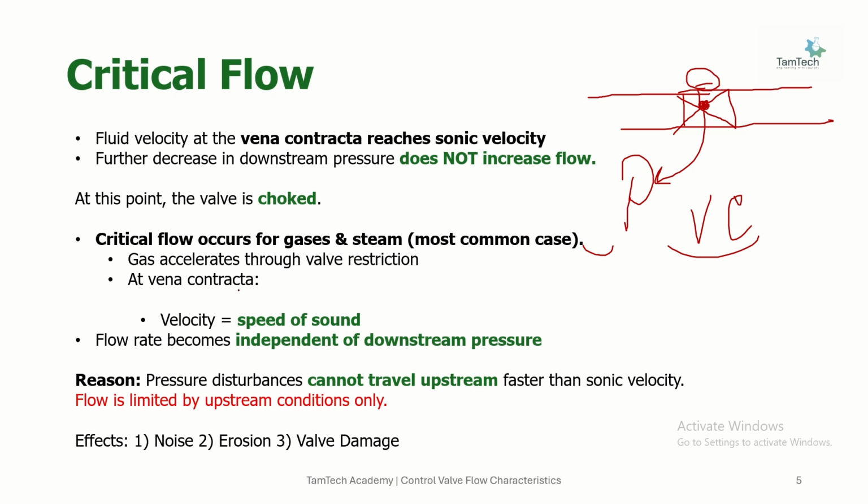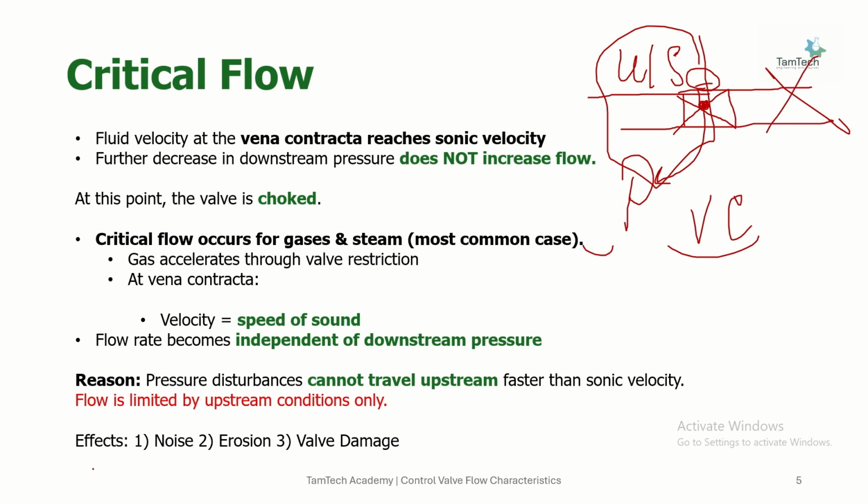This is very common for gases and steam. Physically, what happens is that the gas accelerates through the valve restriction here at the vena contracta, and velocity reaches the speed of sound, and pressure disturbances cannot travel upstream anymore. As a result, your flow is controlled only by upstream conditions, not the downstream conditions. It is controlled here, not by the downstream conditions.